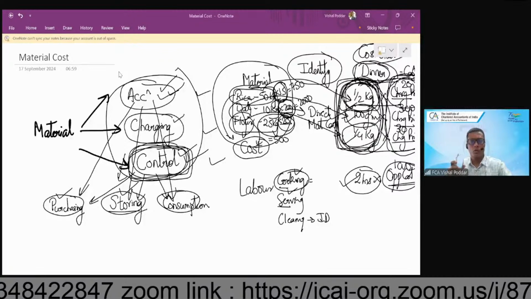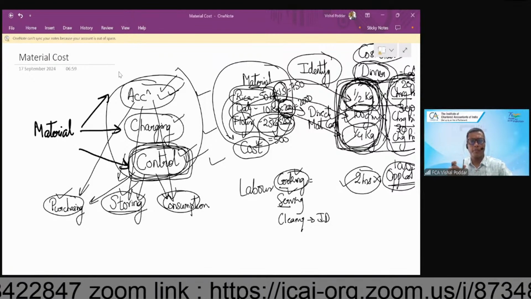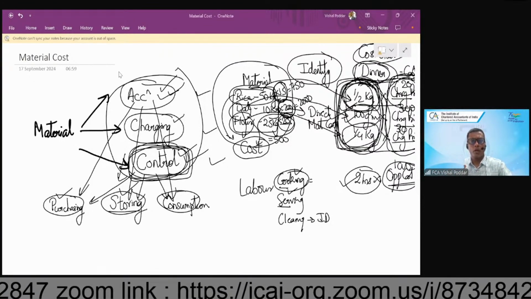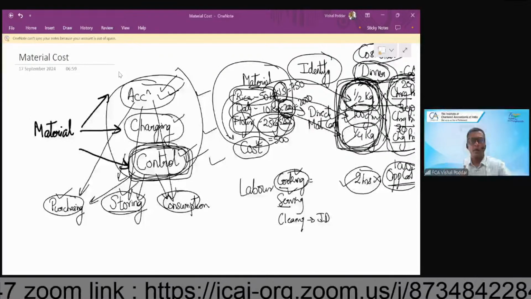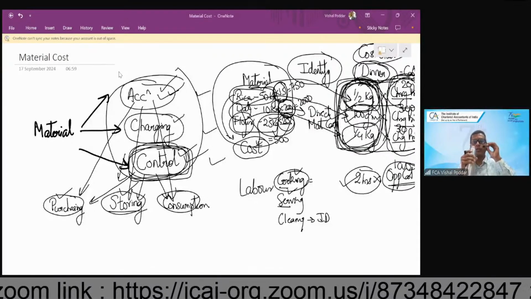The notes will be uploaded. How to calculate charging? I'll teach you now how to calculate the charging price. That is what I'm going to teach in the charging part.